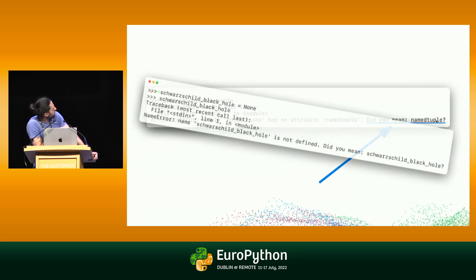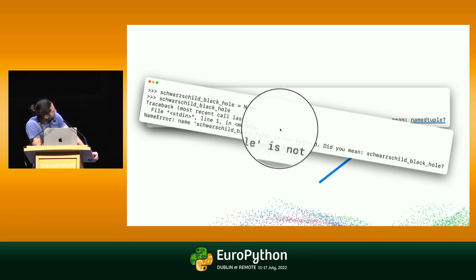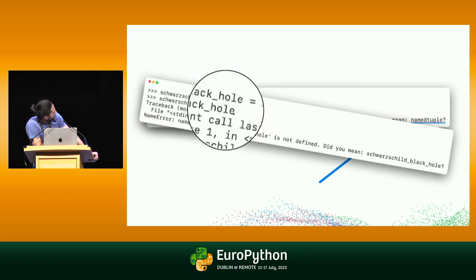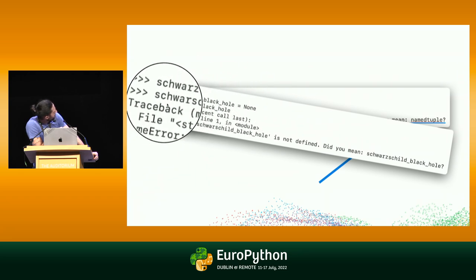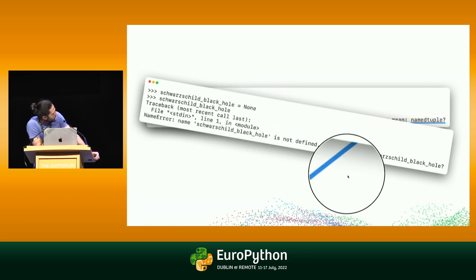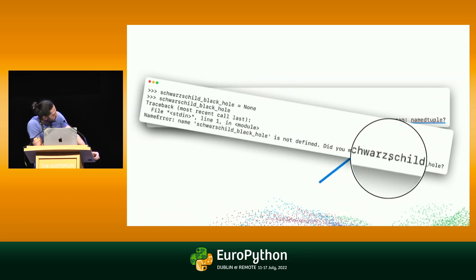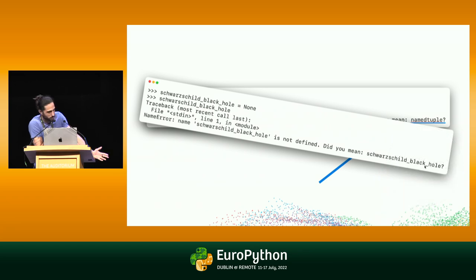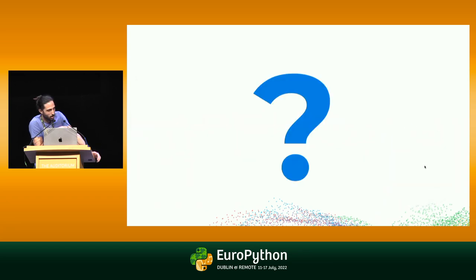And this also happens with variables. For instance, if you try to write a spatial black hole, which I never get right, and you have a variable correctly written, and then you mistype it, then instead of telling you that this variable doesn't exist, at the end it tells you, oh, maybe you meant the correct spelling of that. Nice. So how do we do that?